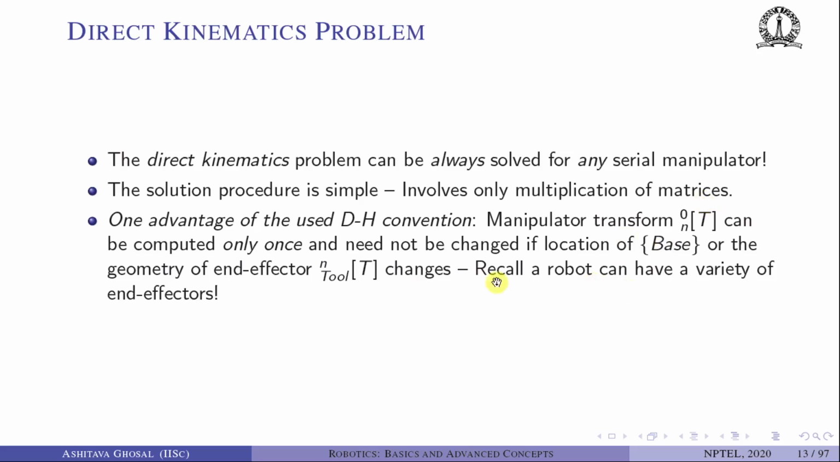So I don't need to worry about the transformation matrix between tool and n. I could use different tools, and a robot is actually supposed to use a variety of end effectors. All we need to do is pre-program this transformation matrix 0 to n T. And then whether I mount this robot on a mobile platform or hang it from the roof, which basically means that the base is changing, or whether I choose a small tool or a big tool or a different tool altogether, only this last portion is changing. The main manipulator transformation matrix 0 to n T need not change.